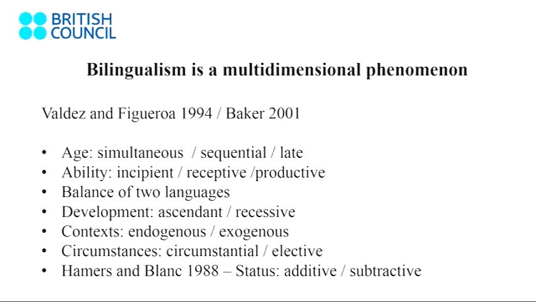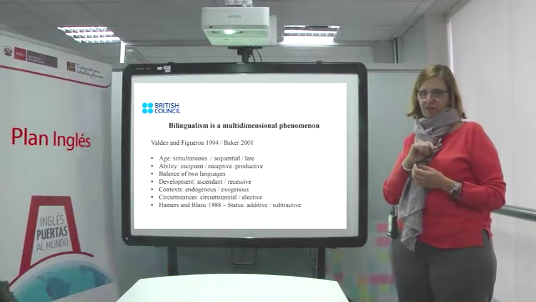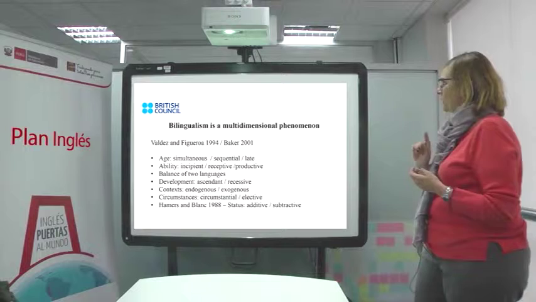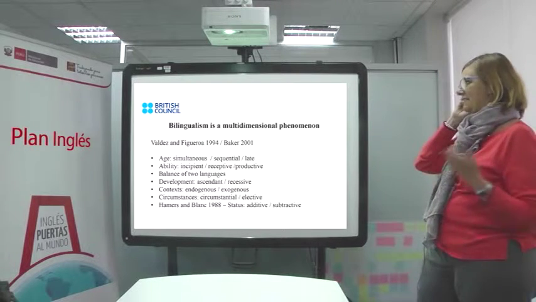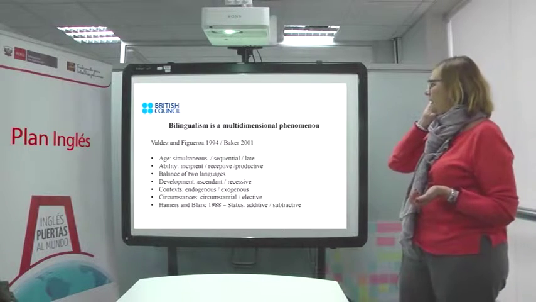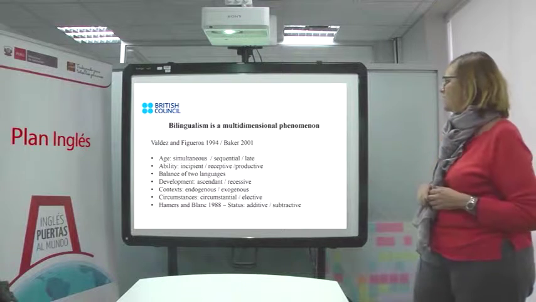How do you become bilingual? Well, it's a very difficult thing to define, because it is a multidimensional phenomenon, okay? So for example, if we follow Baker, Valdez and Figueroa in 1994, we have established the parameters for this.